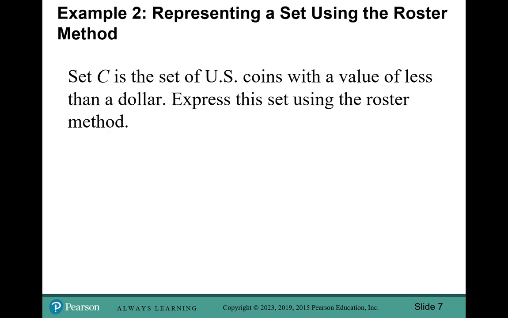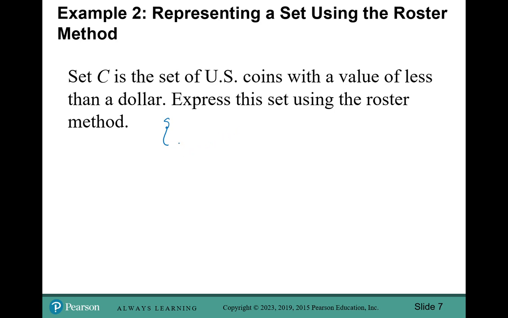Let's look at example 2. Example 2 says representing a set using the roster method. Set C is the set of U.S. coins with a value of less than $1. Let's express this set using the roster method. Remember, the roster method uses braces, and then you just write out the members of the set.